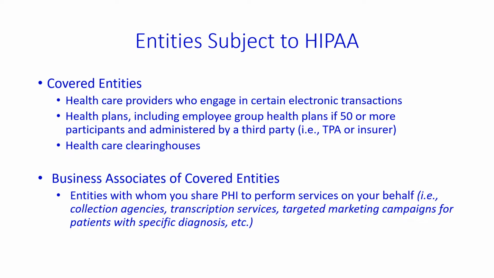In addition to covered entities, HIPAA also applies to business associates. Business associates are entities that perform a function on behalf of a covered entity, and as part of that function, the business associate uses PHI created, stored, or transmitted by the covered entity. Business associates can be many types of individuals or companies, including collection agencies, attorneys, outside auditors, or even mailing services.